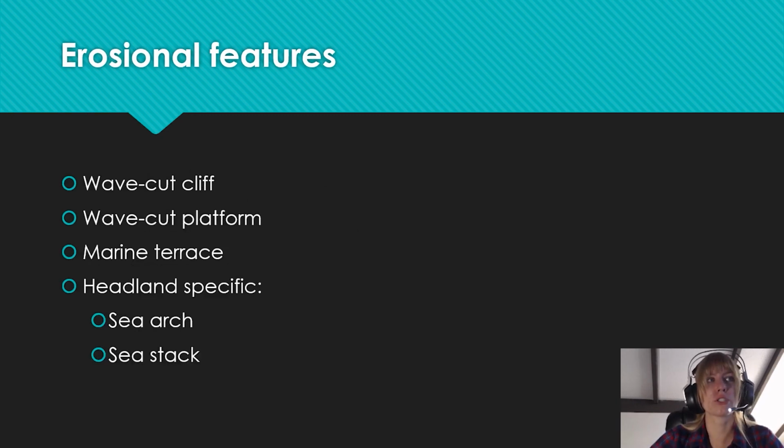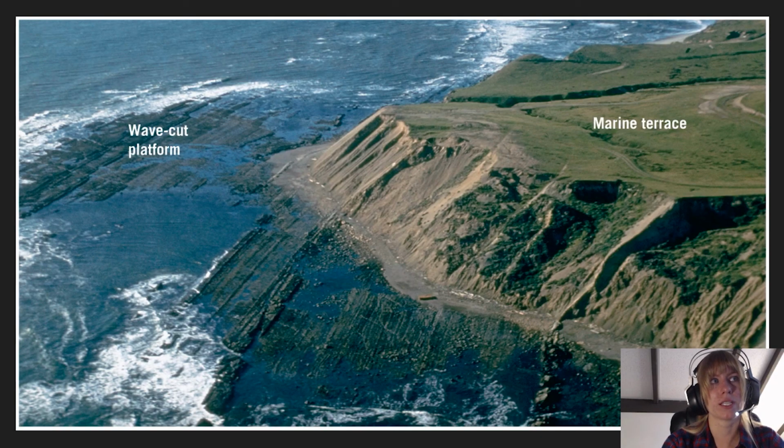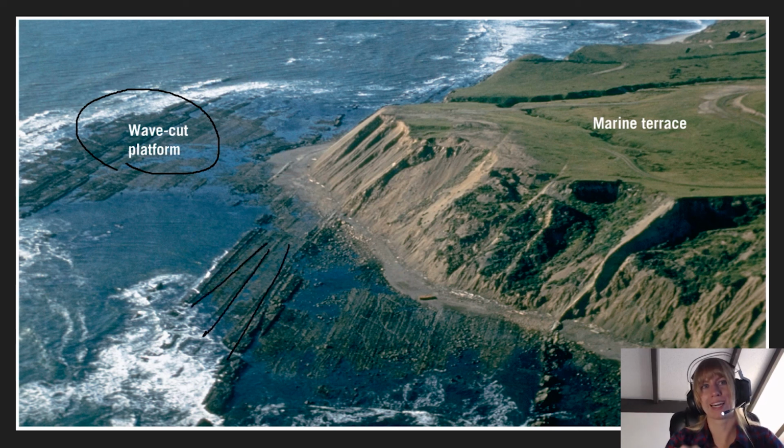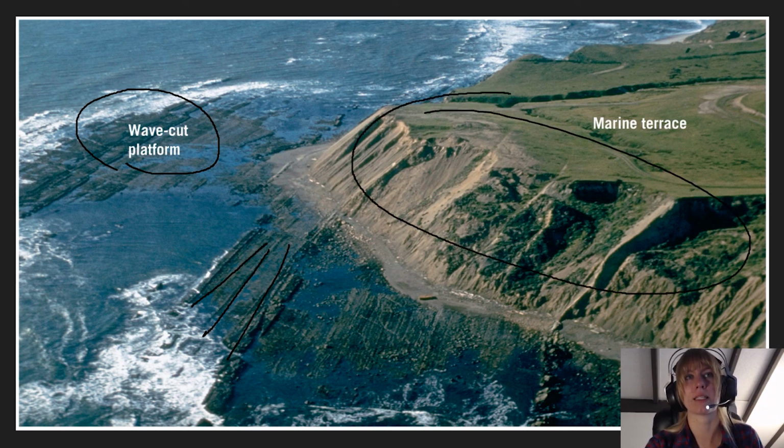Erosional features are wave-cut cliffs, wave-cut platforms, marine terraces, and headlands, which become sea arches and sea stacks over time. So this is a wave-cut platform. You can see how it has these ridges in it. This is where the water's been cutting and pulling and cutting and pulling just because it's a shoreline, causing waves to break there. And then this is a marine terrace. It's almost like a cliff, and it's pretty tall. You see it in a lot of pictures in Ireland.